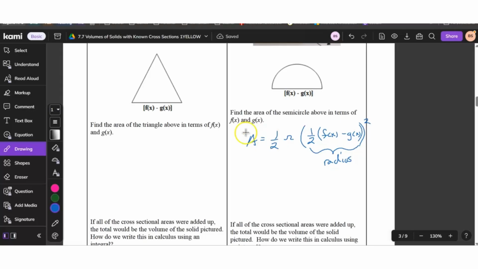So if I have a 1/2 inside here that's squared, what is that really? It's 1/4, right? And then we can multiply it by the half that's on the outside and just say, okay, well, this is really just pi over 8 times that very same thing that we were using before, which is f of x minus g of x squared.